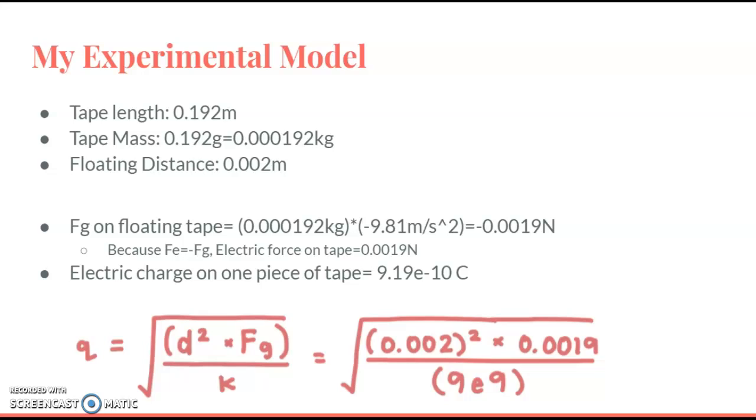So the force of gravity on the floating tape was the mass of the tape times the gravitational constant, and because we said that the electric force was equal but opposite to this, our electric force on the tape was also equal to 0.0019 newtons. I then used the equation as you can see below, and I rearranged the equation for the force of the electric field in order to determine the electric charge on one piece of tape, which was approximately 9.19 e to the negative 10 coulombs.